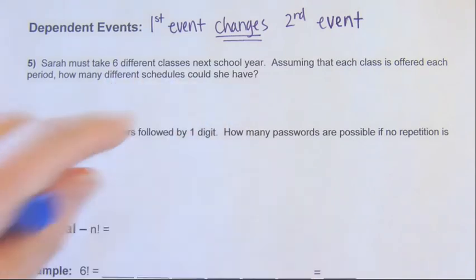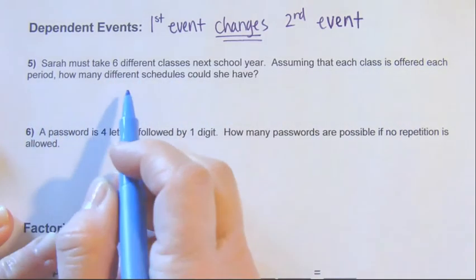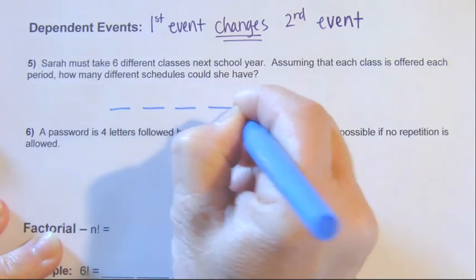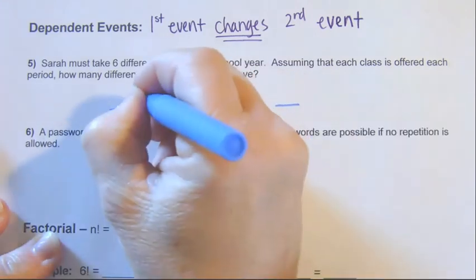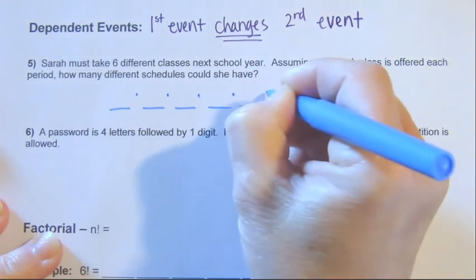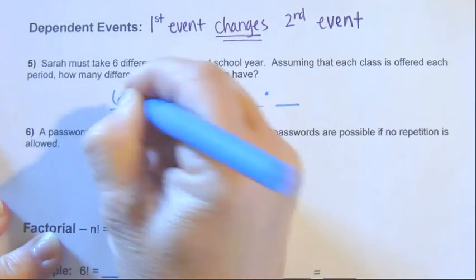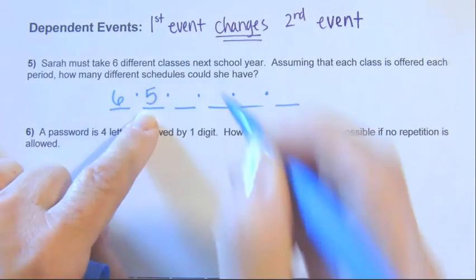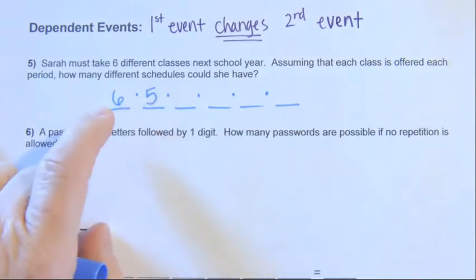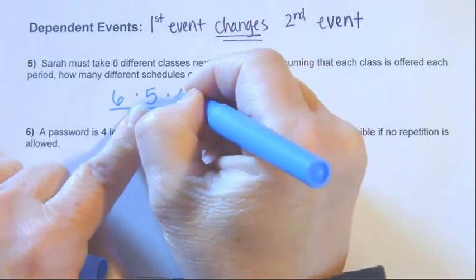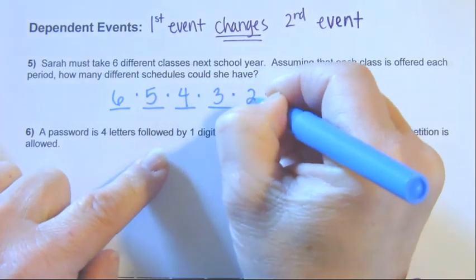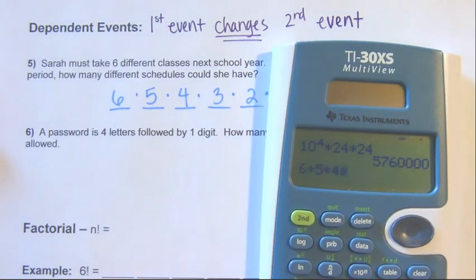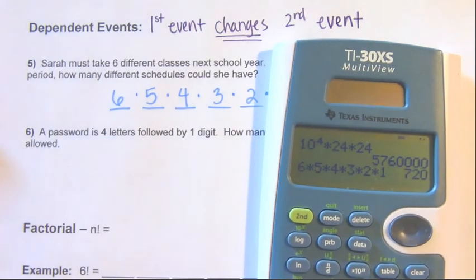All right, so let's take a look at this one. Sarah's going to take 6 different classes next school year. Each class is offered each period. How many schedules could she have? So I'm going to make 6 spaces here and multiply these events together. So there's 6 different classes. Once she's taken the class, she doesn't want to take the same class again. So now there's only 5. So do you see how this number changed? Now she's already taken 2 classes, so there's only 4 to pick from, and then only 3, and then only 2, and then only 1. If you type this in the calculator, 6, 5, 4, 3, 2, 1, I get 720.